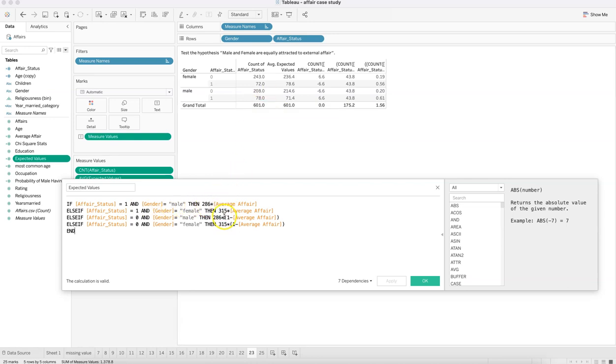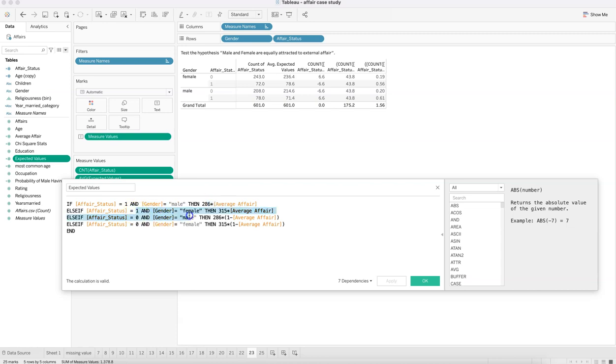286 is basically the count when affair is present, right? And 0 is basically the count in case of male. When you observe the male value, you will find 286. I think this is what we solved earlier. And in case of female, we find 315, right? And that's what we are calculating, multiplying with affair.